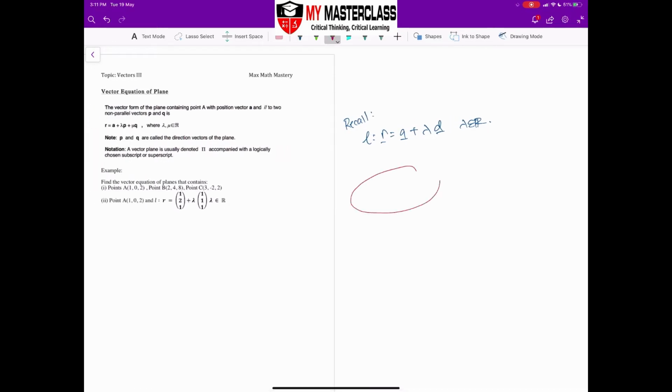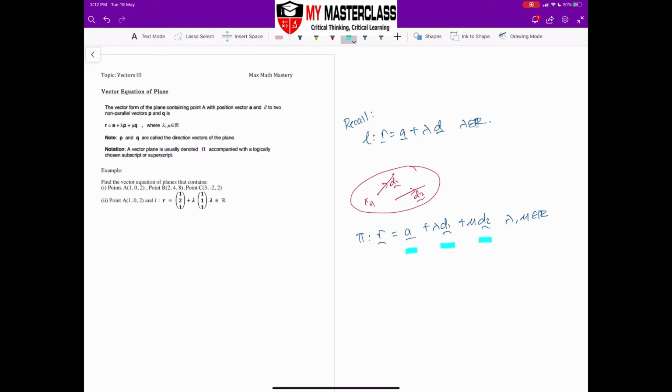So if you can quickly draw it out, now this is my plane equation. I will need a point, and I will need two directions, and these two directions must not be parallel to each other, and they must be parallel to the plane. So for the plane equation, r, which stands for any point that lies on the plane, is equal to a, which represents a point that lies on the plane, plus lambda direction 1, plus mu direction 2, where lambda and mu are real numbers. So to form a vector equation of a plane, I will need a point, and I will need two directions that are not parallel to each other.